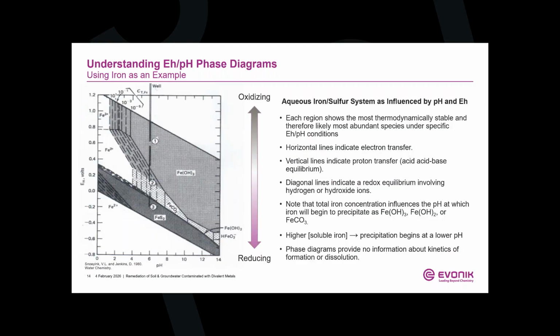When you go lower here and you have these sloped lines, for instance, the line of demarcation between ferrous iron and iron sulfide or pyrite here, that's a redox equilibrium involving hydrogen or hydroxide ions. One of the really interesting things and nice thing about this particular phase diagram is it allows you to understand how the concentration of dissolved iron impacts the stability regions.